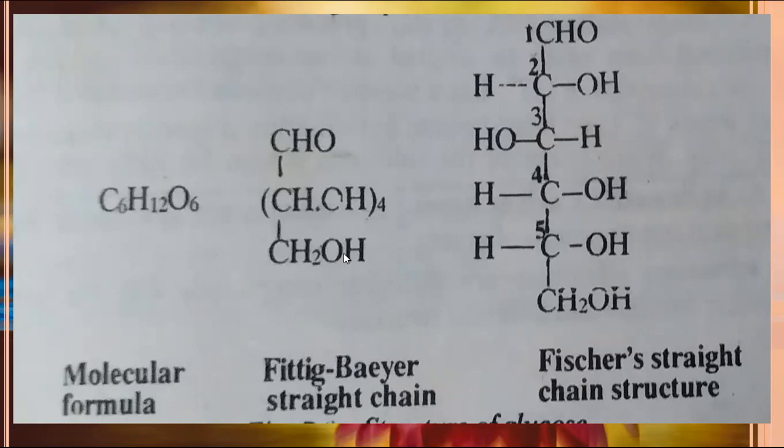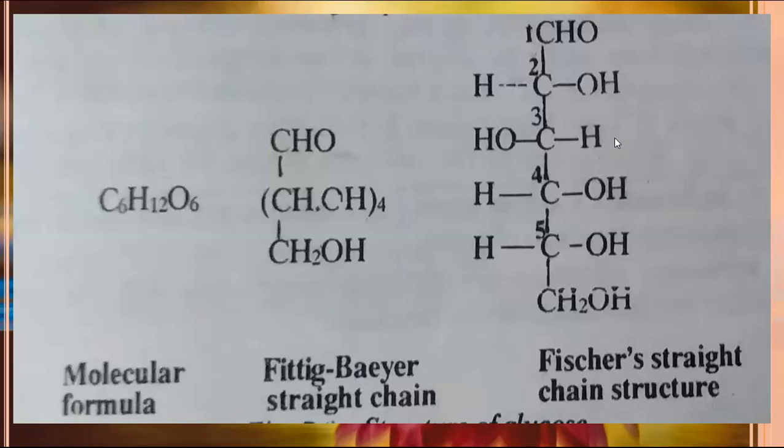According to Fittig and Baeyer's structure, an aldehyde group is at one end and a CH2OH group is present at the other end. Between these two groups, how many CHOH groups are there? Four groups are present. CHOH groups are four. It is one type of straight chain structure, from the Fittig and Baeyer formula.